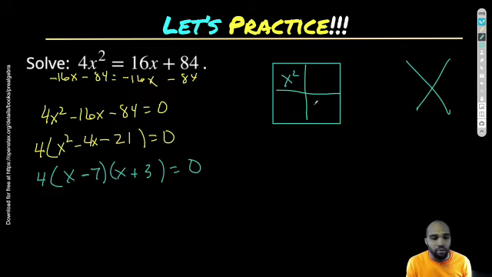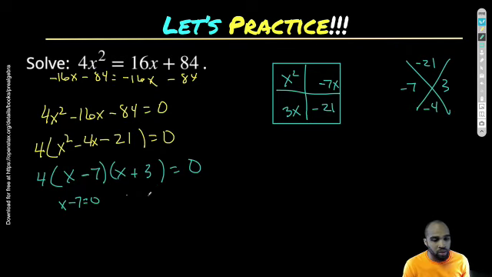I'll go ahead and fill these boxes in the way I normally would have, for those who got uncomfortable with that. So 1 times negative 21 is negative 21. Add to get negative 4. We decided that 7 and 3 works, but it has to be a negative 7. So that's what gave us these numbers, negative 7x and 3x, and we fill those in there. So x minus 7 needs to equal 0 and x plus 3 needs to equal 0.